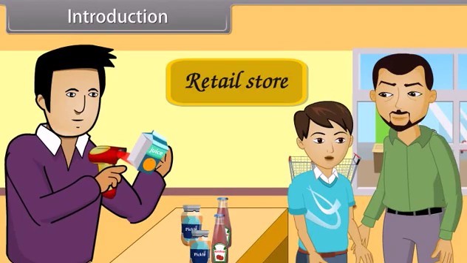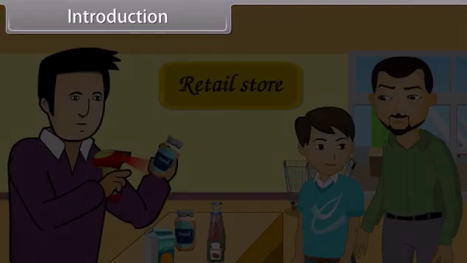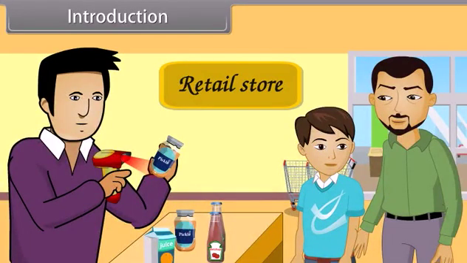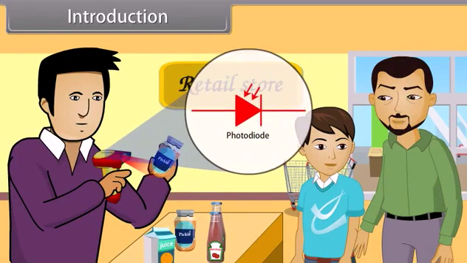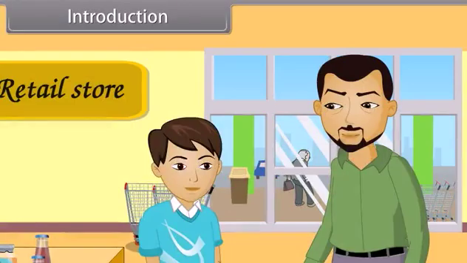Father, the shopkeeper is using some light device to access the details of all the goods. What is it and how does it work? Son, it is a barcode scanner and works on the principle of a photodiode. A light source emits light on the object, and the reflected light is sensed by the photodiode, which produces electrical signals accordingly. It is an application of semiconductor electronics.